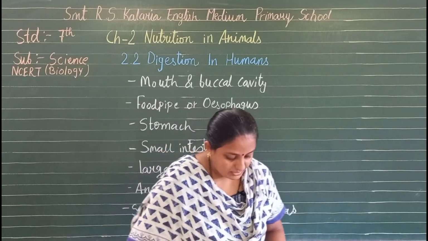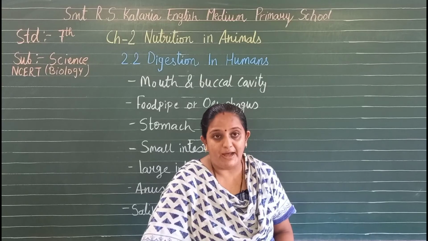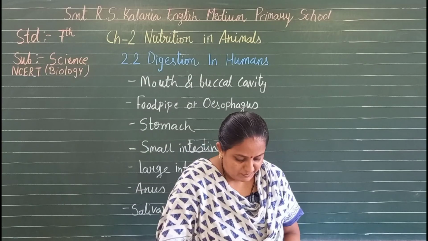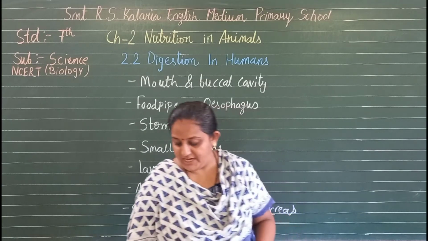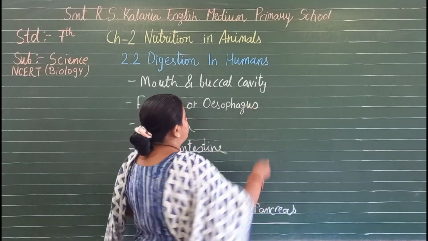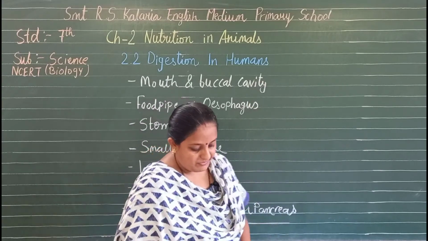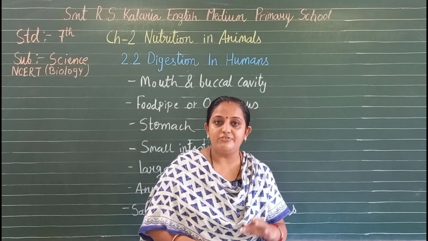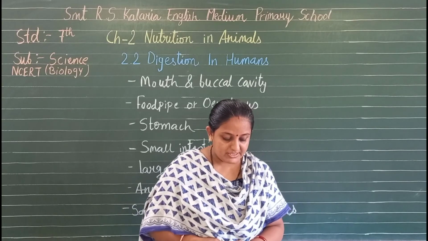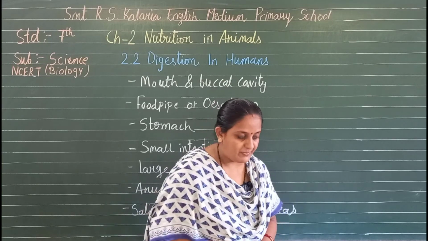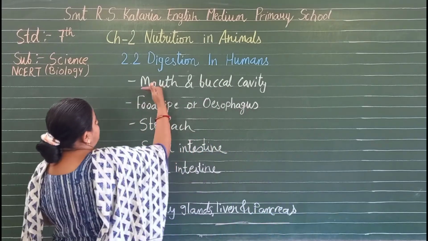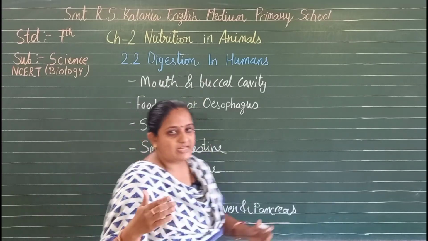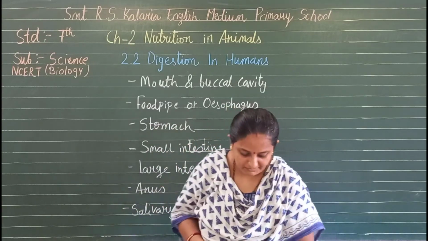Now, is it not a very long path? This is a very long path where food travels. These parts together form the alimentary canal, or we can say the digestive tract. The food components gradually get digested as food travels through the various compartments. The food starts digestion from the mouth, and it goes on to the various compartments, with digestion continuing in each.